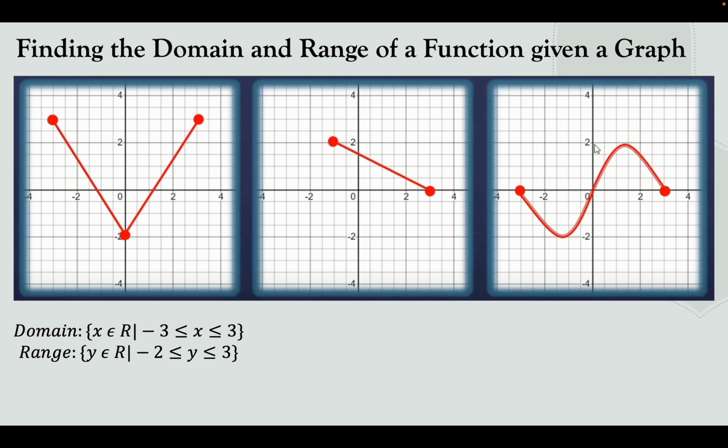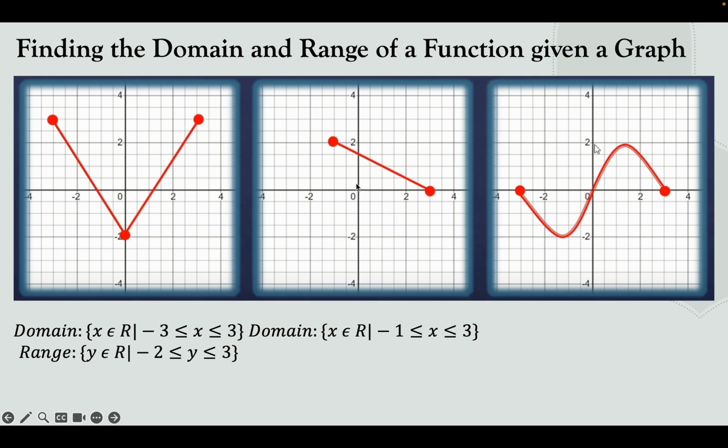Next, you look at the second graph. So how can we identify the domain and the range? We have here the domain, so you look at the x-axis. It starts at negative 1, and then to the right it goes to positive 3. So that means the set of all elements of real numbers x such that negative 1 is less than or equal to x less than or equal to positive 3.